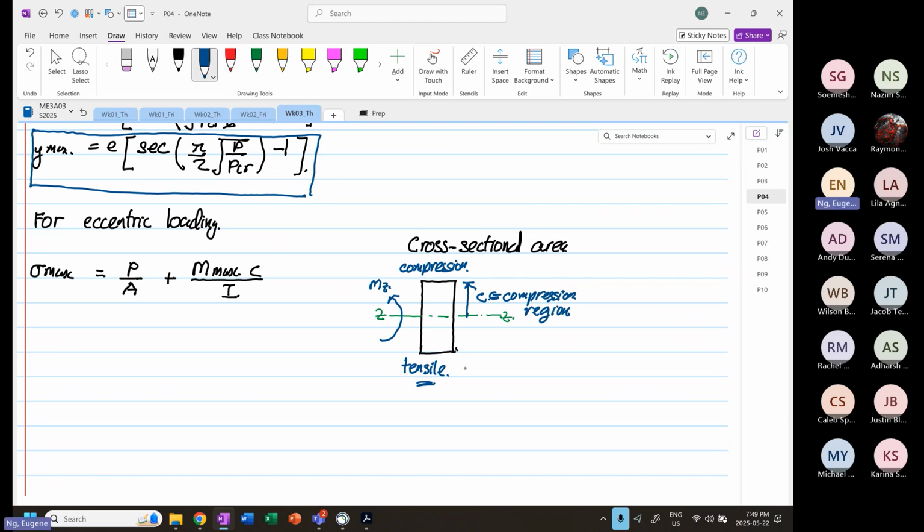Not in the tensile region, because the tensile half of the material will not fail by buckling. Only the compression side will fail by buckling. Now, this is important to take note. Later on, we have some problems where you have to determine what C value to use. It's important to take note that the C value is on the compression side and not on the tension side.